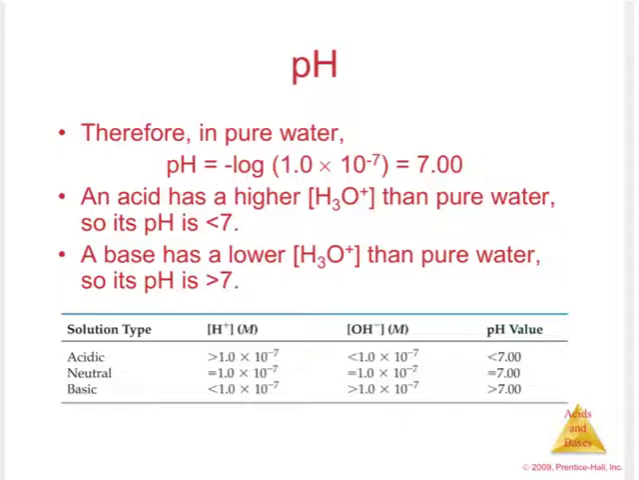And so anytime we have more hydrogen or hydronium ions than pure water, we know we're going to have an acidic solution, and our pH then would be less than 7. If we have a lower hydronium or hydrogen ion concentration than what we would have in pure water, then we have a base. And in that instance, then we'll have a pH that's greater than 7.